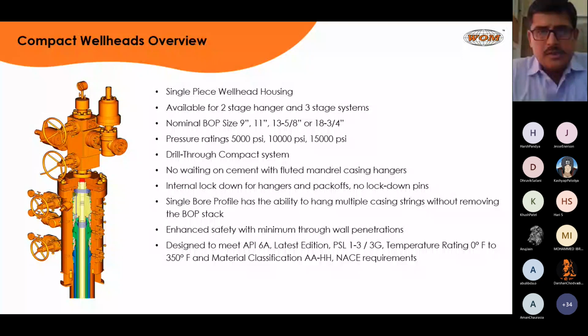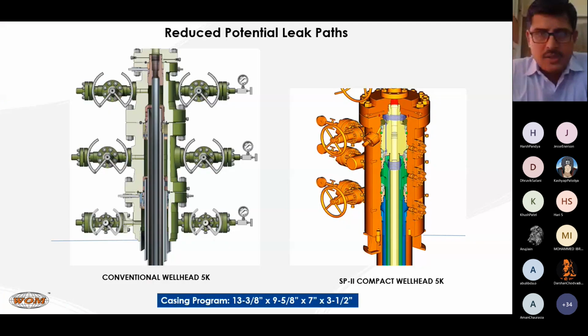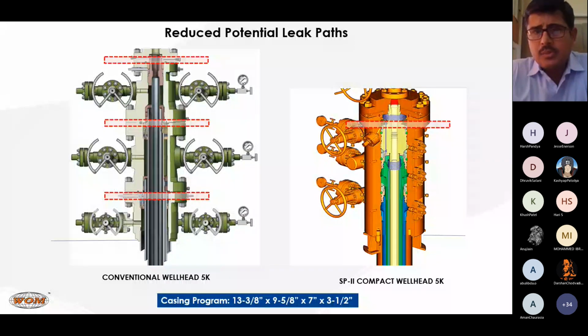Now the advantages we will see: the reduced potential leak path. If you see, these are the potential leak paths in the conventional wellhead system. And on the right hand side, there is only one leak path. So there is a reduction in the potential leak paths. We can't avoid it, but we can always reduce it.